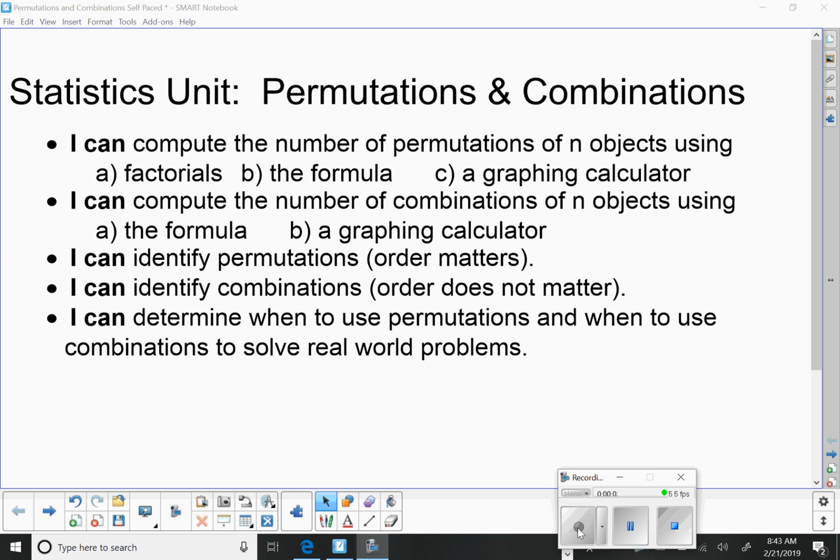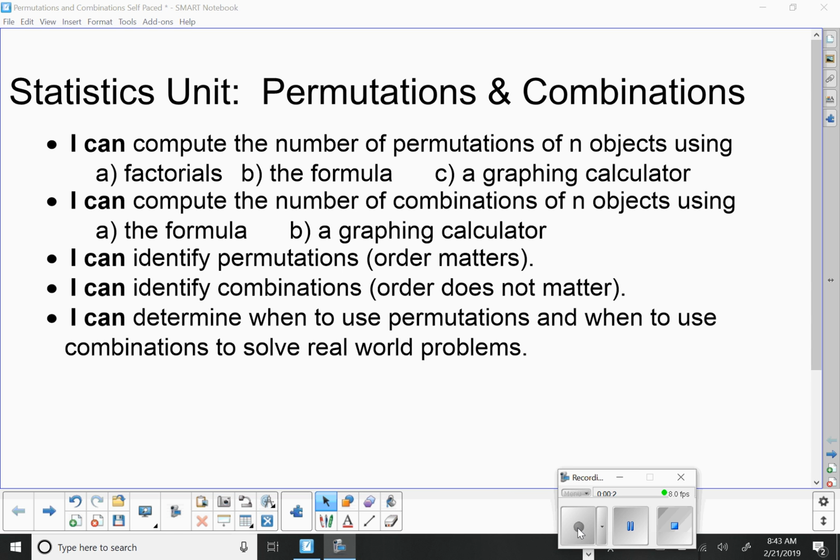Permutations and combinations. This is self-paced. You should have either received or printed out a copy of notes. This particular lesson is going to be a combination of when to write stuff down in your notes and when to just watch and listen.